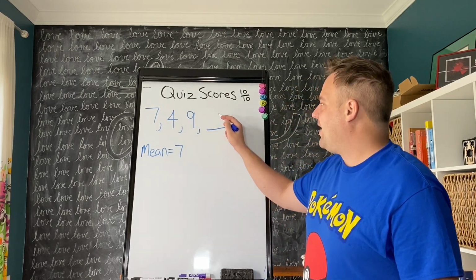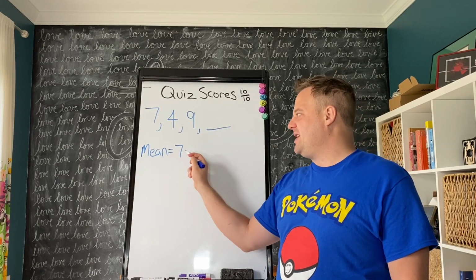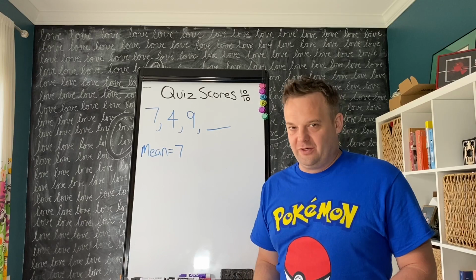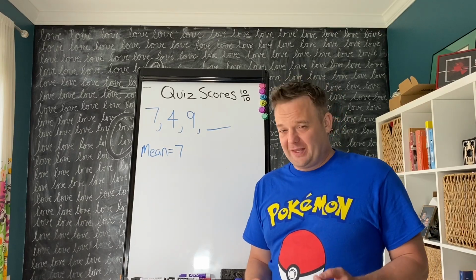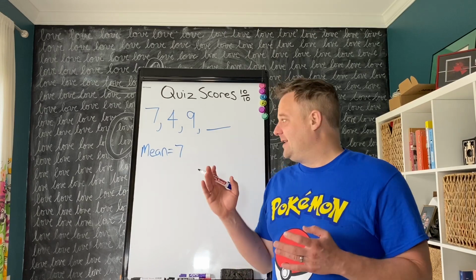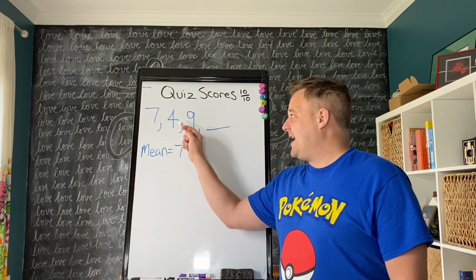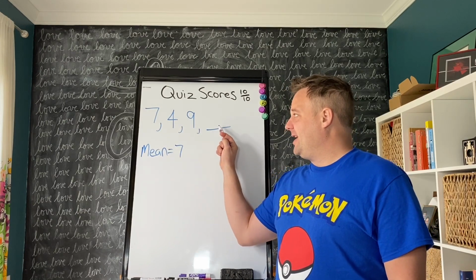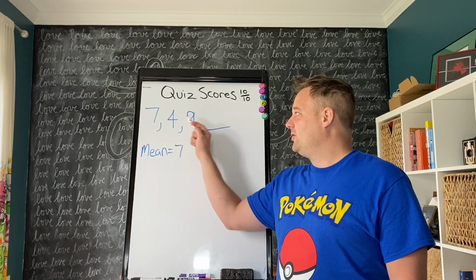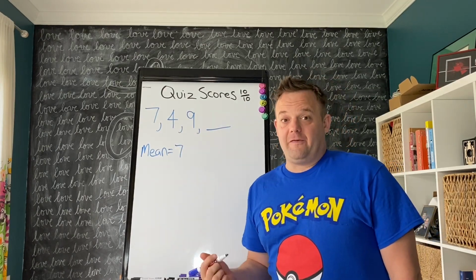So how do we find this missing quiz score, if we know that the mean or the average is 7? Well, we're going to have to work backwards and use our algebraic skills. In order to use our algebraic skills, we're going to have to think, what did we have to do to get 7? Well, we have to add up all of these, including this one, and then divide by how many? Well, let's see. 1, 2, 3, 4. So we add them all up and we divide by 4.